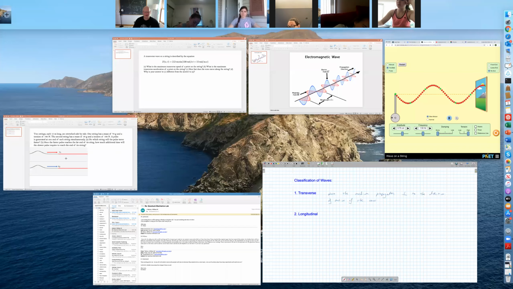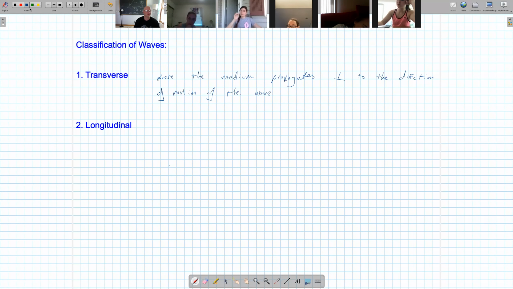Good. So examples of this are, as we just said, a wave on a string. Another example would actually be an earthquake. Here, the medium, which is the earth, vibrates up and down while the wave itself moves in one particular direction. So these are actually transverse waves.